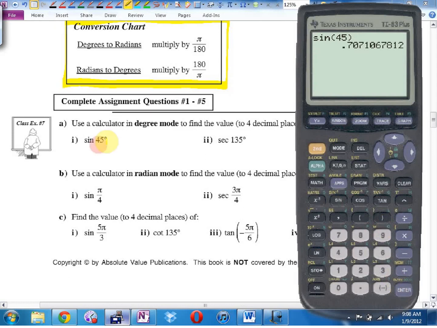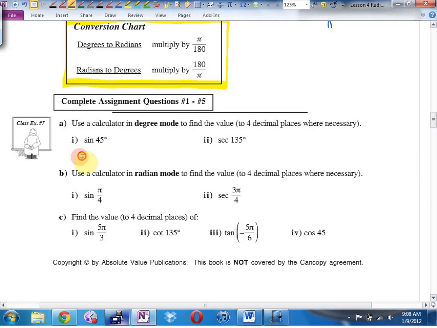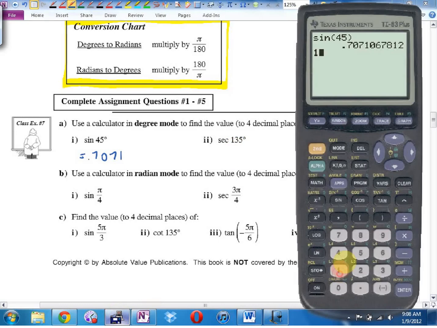How do I find secant? The answer is I don't. Don't have a secant button. What does secant go with? Okay, secant of 135 is actually going to be 1 divided by the cosine of 135. The most common mistake here is kids, instead of going 1 divided by the cosine, they go cosine of 1 divided by 135. They want to flip the degrees and not the... It's the reciprocal of the cosine, not the reciprocal of the angle. The secant of 135 degrees is negative 1.4142.